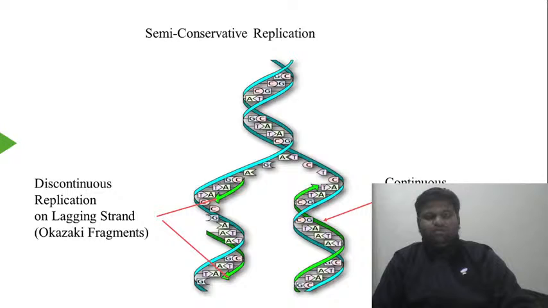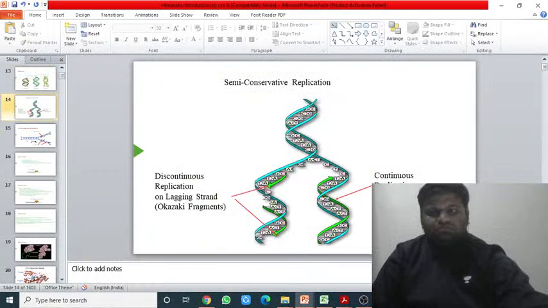So DNA replication is in the semi-conservative mode, which is the mode of replication of the DNA molecule. One of the strands is continuous and one of the strands is discontinuous. The discontinuous strand is known as Okazaki fragments.